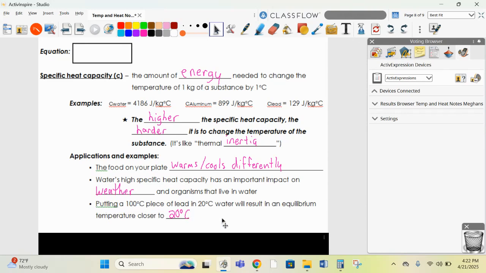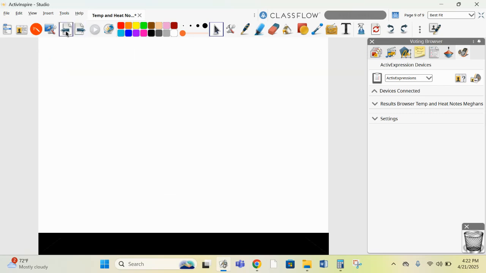And if you put a 100 degree piece of lead and 20 degree water together and allow them to reach equilibrium so they have the same temperature, it's going to be a lot closer to 20 degrees than it would be to 100. I think that finishes up our notes.